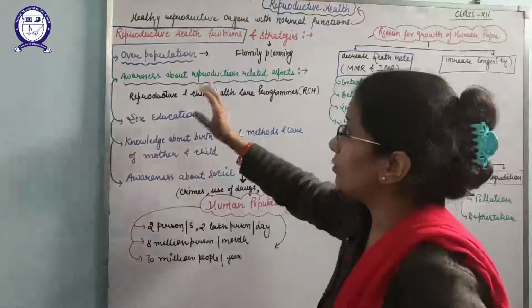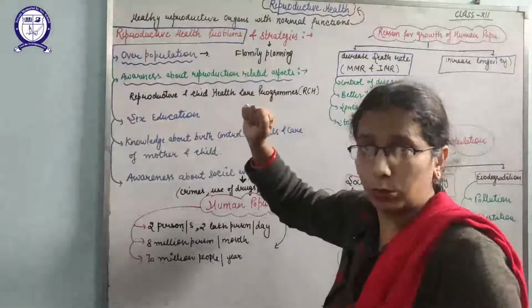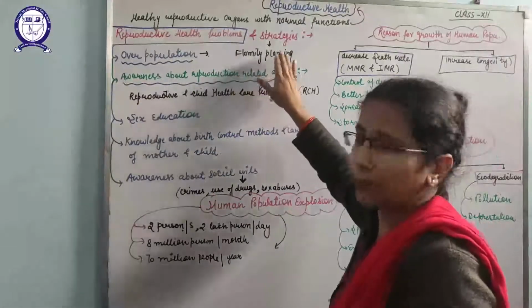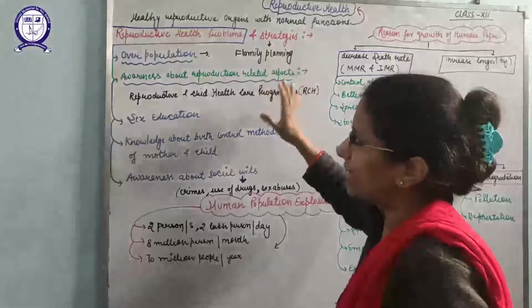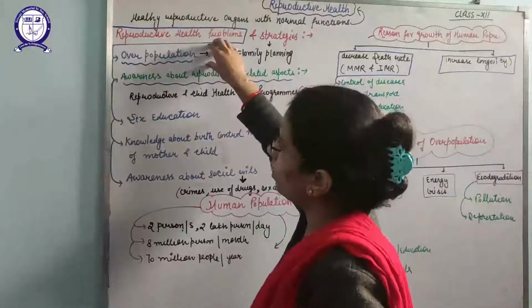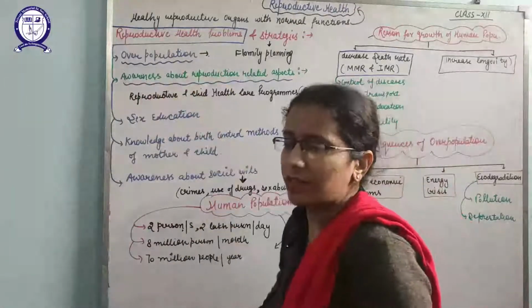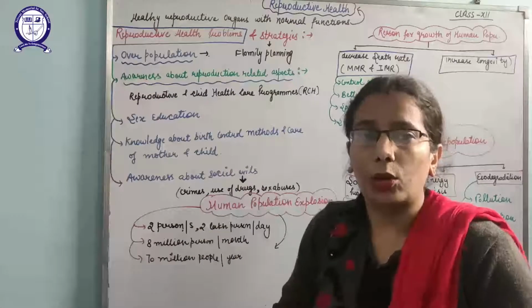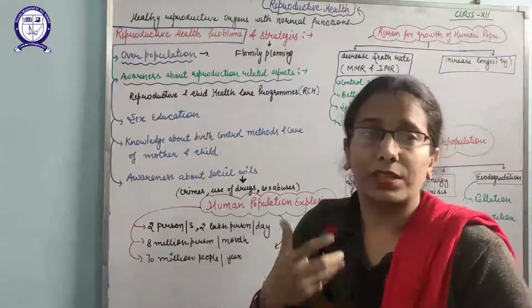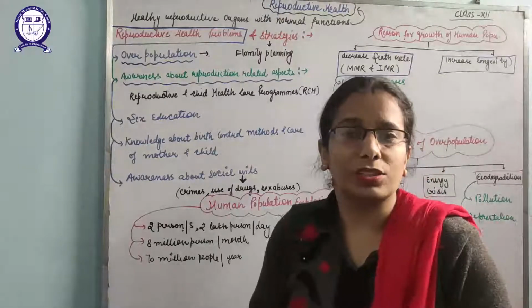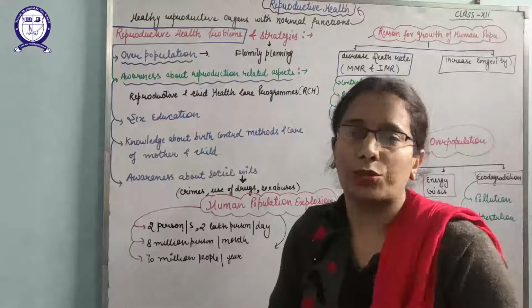So what strategy can be used? Family planning is the best way to control overpopulation. A person should plan according to the financial status they have and what facilities they can give to their family and children, and according to that family planning should be done.